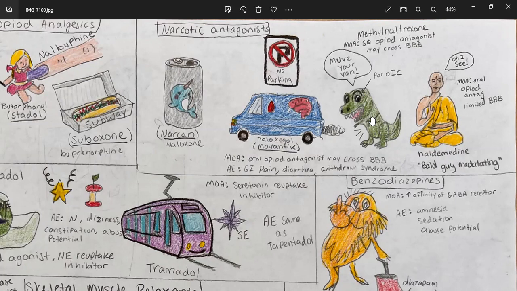The T-Rex here, this is the same one that was drawn for one of our other drugs for the GI system. This is a subcutaneous opioid antagonist, and it also may cross the blood-brain barrier. So these two pictures go together. And the reason why he's a T-Rex is because it's methylnaltrexone. Also, the dinosaur's name is Nail the T-Rex, and he's like, move your van, Movantik.